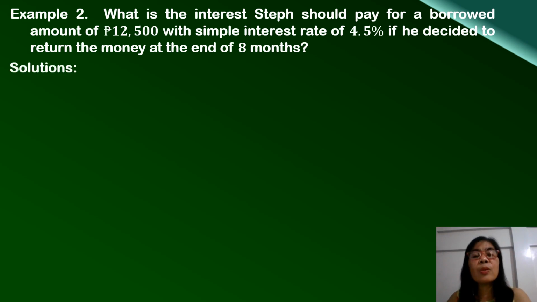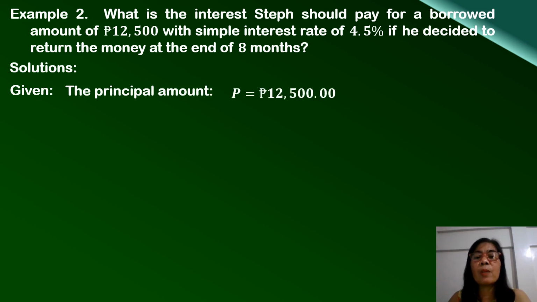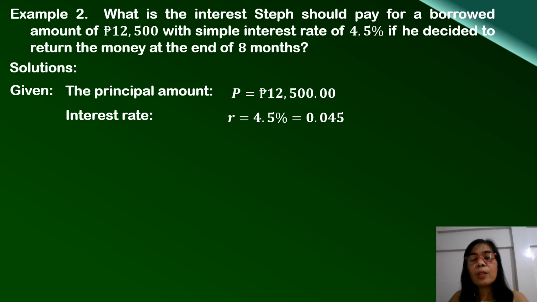So we start our solution by identifying what are given. Here we have the 12,500 is the principal amount. And the simple interest rate, so this is the annual interest rate, is 4.5%. So we convert this one to decimal as we are going to use this in our computation. That is equivalent to 0.045. And the time is 8 months.